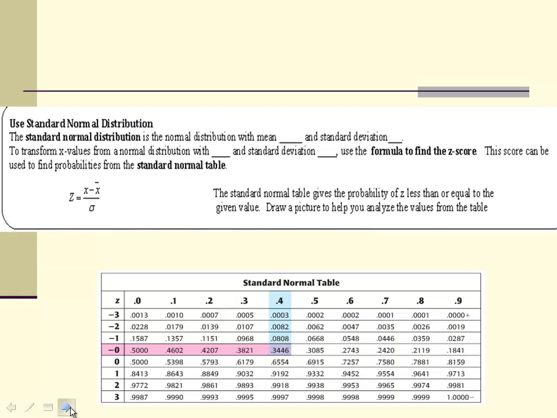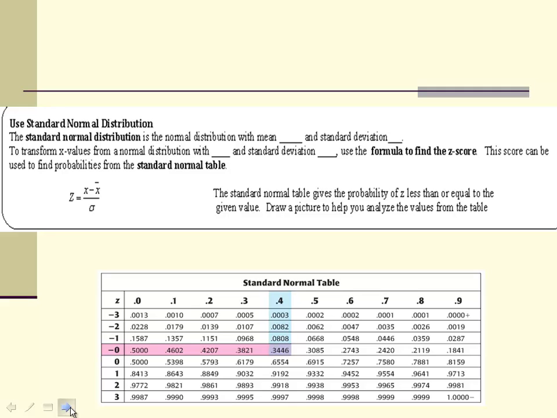Now we're going to look at something a little bit different. For the last examples, we were talking about values that were exactly standard deviations away from the mean. So exactly one standard deviation away or two standard deviations away, above or below. Now we're going to look at what you can do if you have a value that's not exactly one or two or three standard deviations above or below the mean. And to do this, we use the standard normal table, which is listed here. So use standard normal distribution.